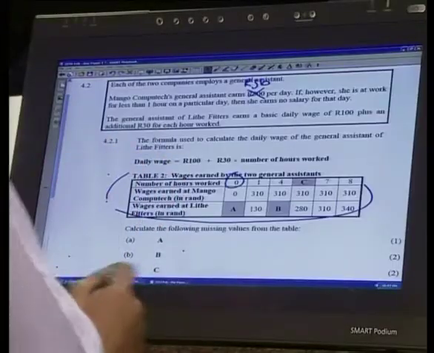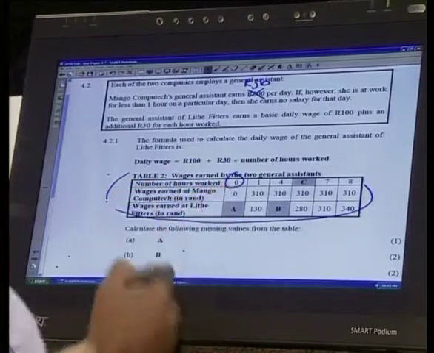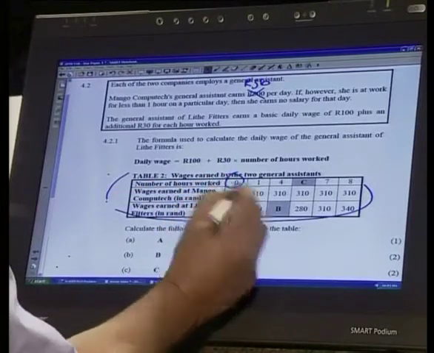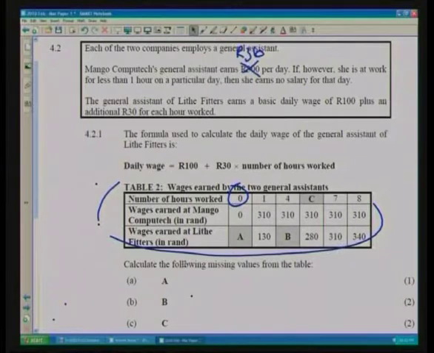So back to the question. What is the value of A? We've just worked it out, 100 Rand. What's the value of B? What's my wages if I've worked 4 hours?